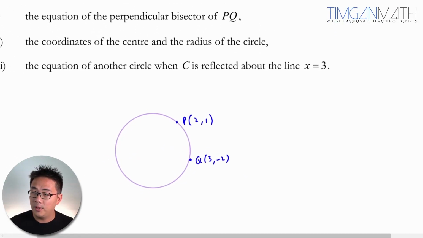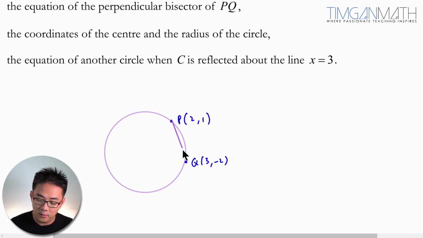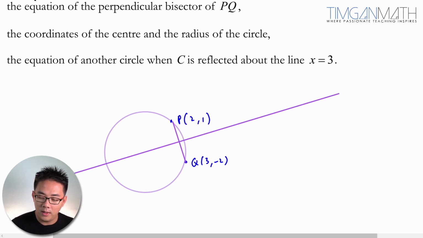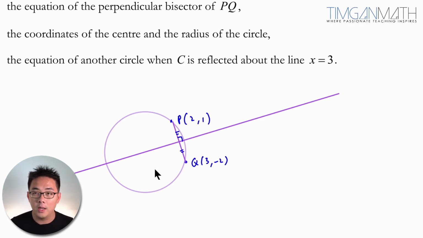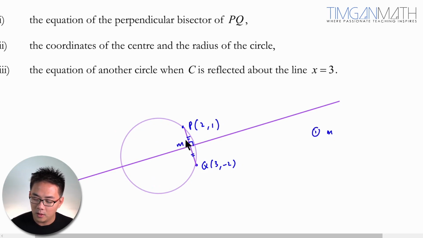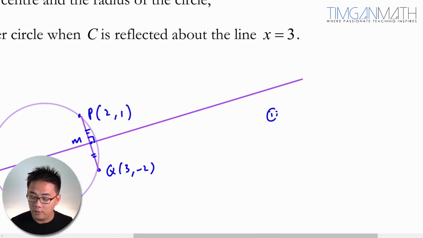Now you're asked to find the perpendicular bisector of PQ. That means this line over here, just draw it. One thing you must take note of is that the perpendicular bisector will pass through the center as well. So the first thing is to find the equation of the bisector. We find the midpoint and the gradient. I'll just find the midpoint first.